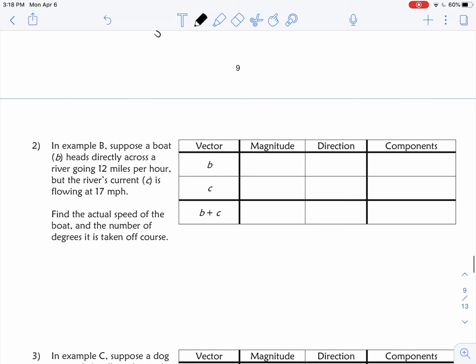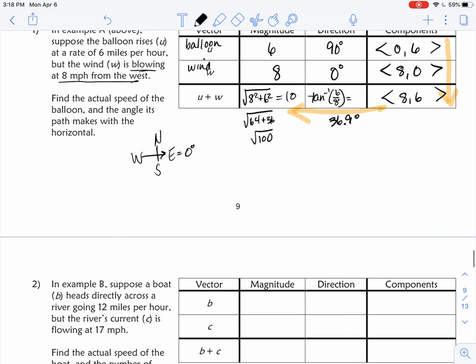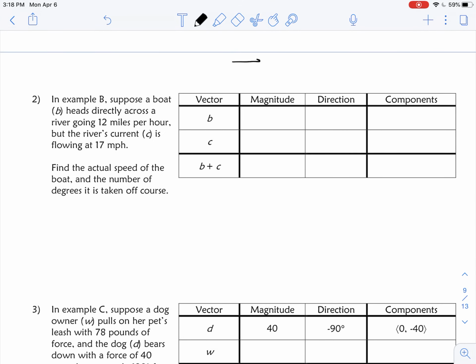In example B, we have the boat, and this is heading directly across a river. Let me just look at my little picture again. The boat is going exactly east, so our boat is traveling like this. Here's my little boat. And then the current is going exactly south, so the resultant vector is going to be this guy. This is the boat and this is the current. The boat is going directly across the river at 12 miles per hour, and that direction is 0 degrees.